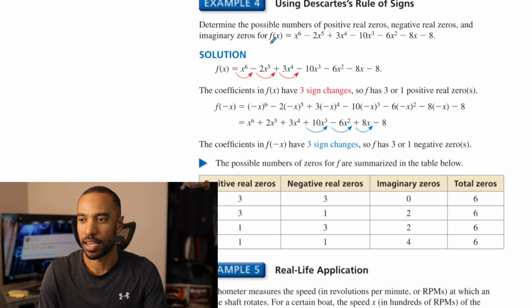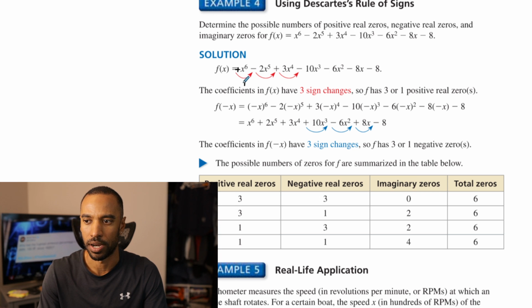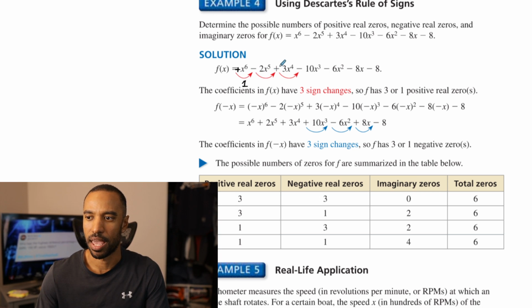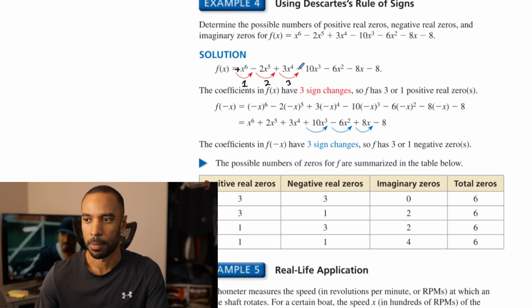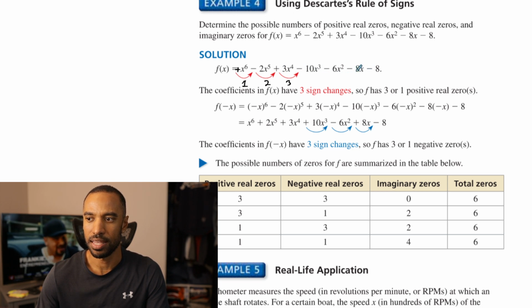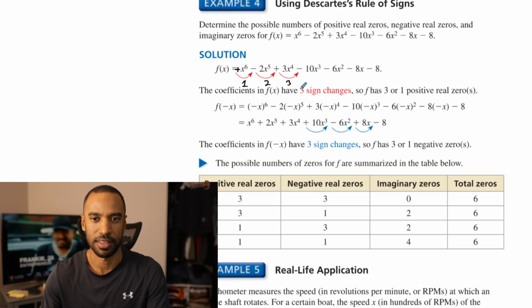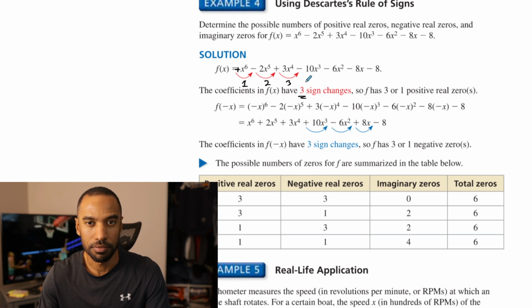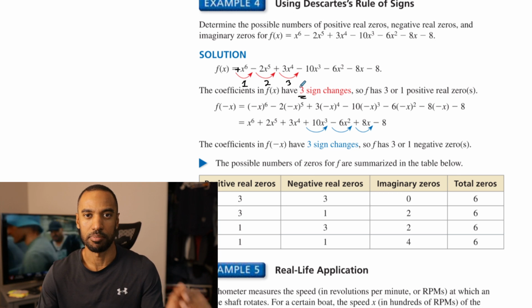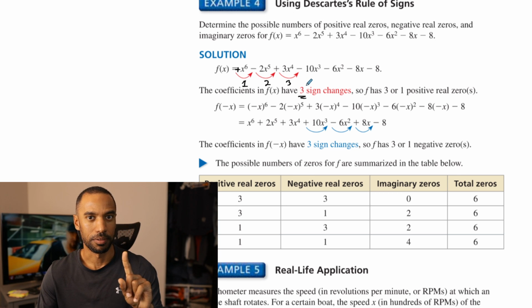So when you look at f of x, the original function here, you can see that the first x to the 6th is positive. Now, when it goes from positive to negative, that's 1 sign change. When it goes from negative to positive again, that's 2 sign changes. And positive to negative again, that's 3. Then it stays negative the rest of the way. That means there are no more sign changes after that. There are 3 total sign changes. That means the number of positive solutions there can be are up to 3, or there could be 1.